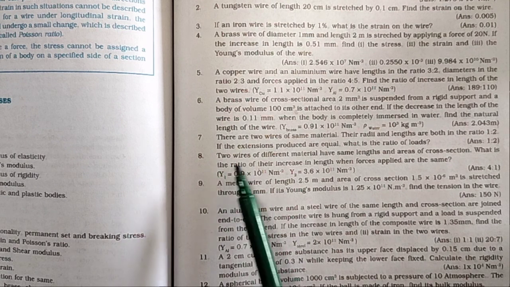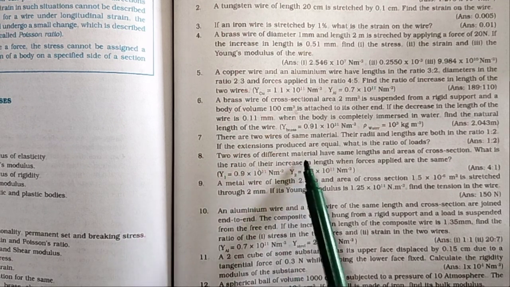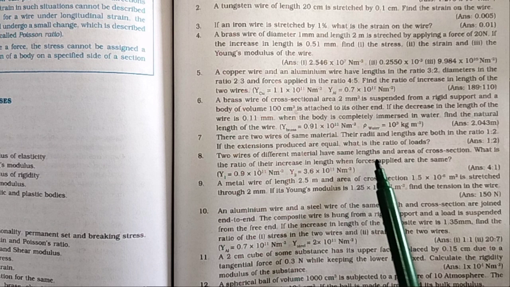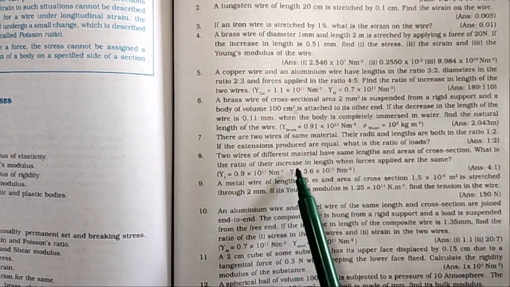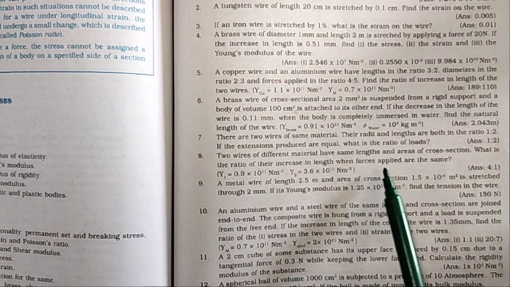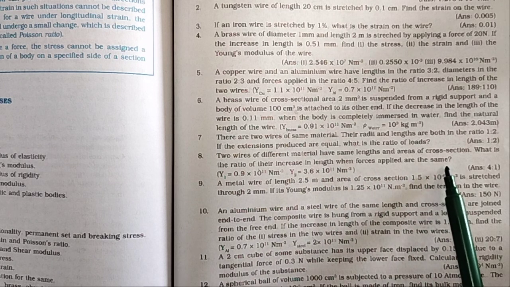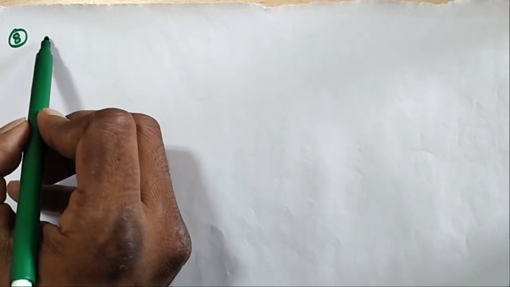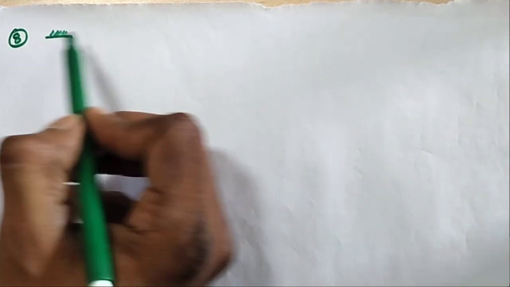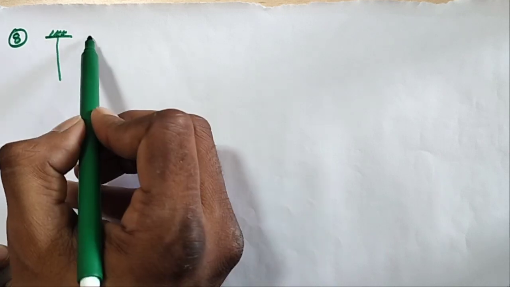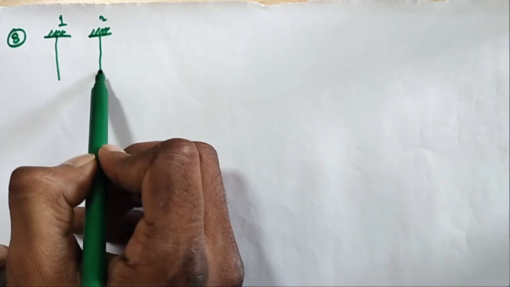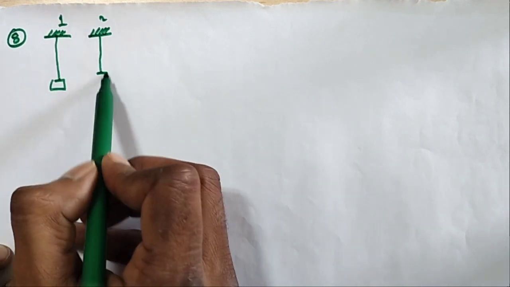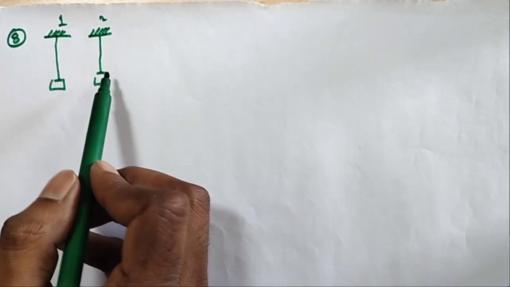Eighth one. Two wires of different materials have the same length and area of cross section. What is the ratio of their increase in length when the forces applied are the same? So for the eighth one, I will explain the concept of the question. Let us take two wires, wire 1 and wire 2, of different materials.